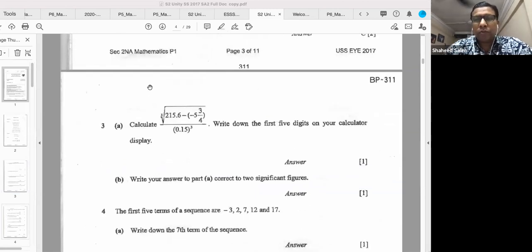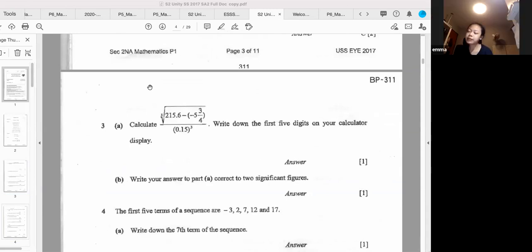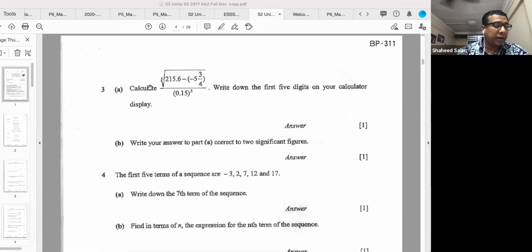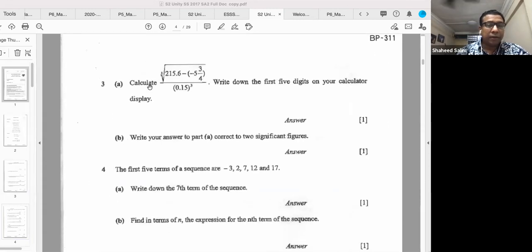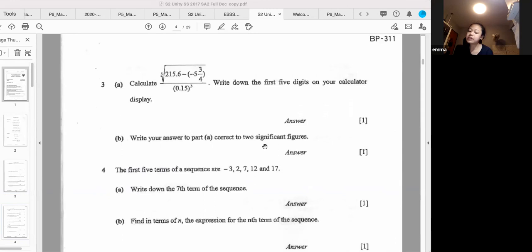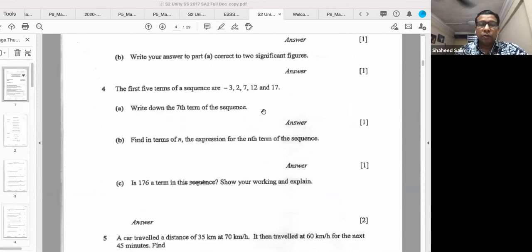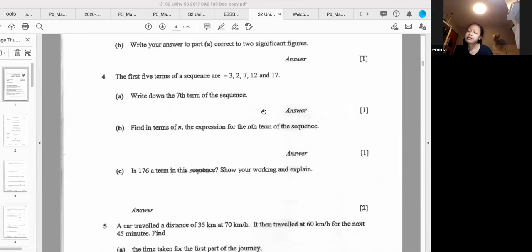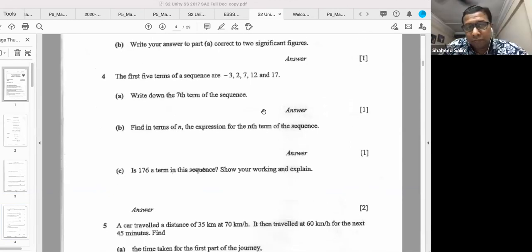What about 1792.3? Okay, well done. And they want you to correct to two significant figures down here. How do you change your answer then? 1800. Well done. The seventh term of the sequence. 27. Okay, good. The nth term.